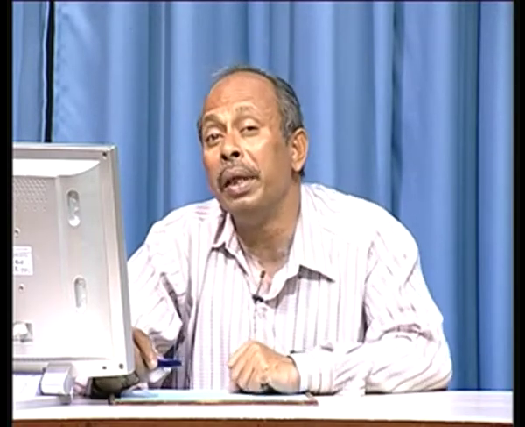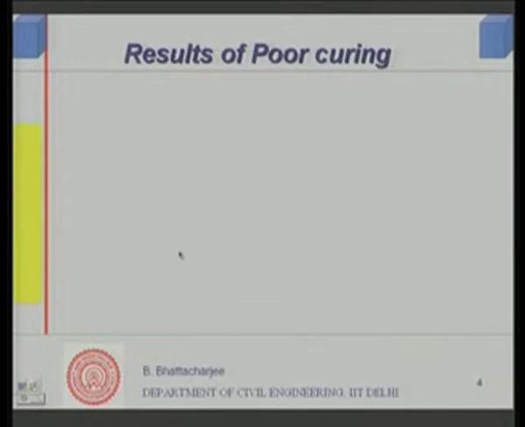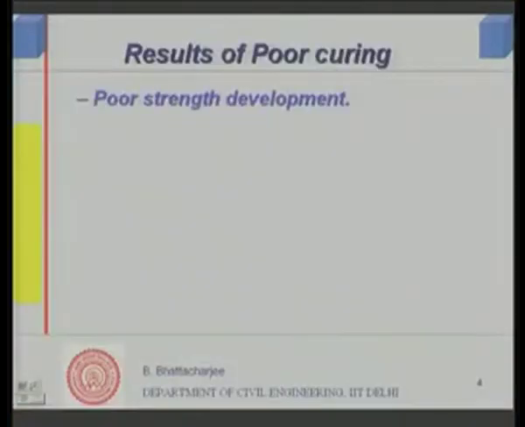So, next look at the next slide. If I do not do curing, then what will happen? Just let us look at them. First of all, since pores are the inherent flaw in the structure of concrete, which will be explained in detail later on when we talk of strength of concrete, if I do not reduce these pores, strength will not be adequate. So, poor curing will result in poor strength development.